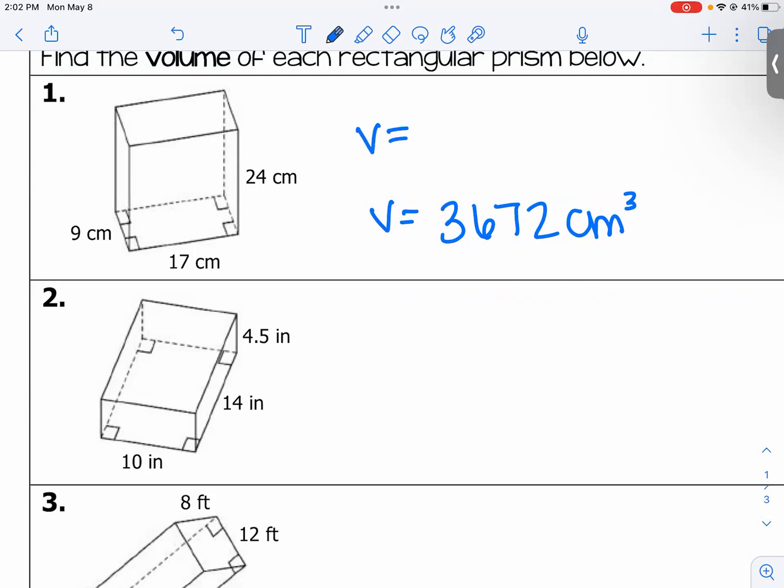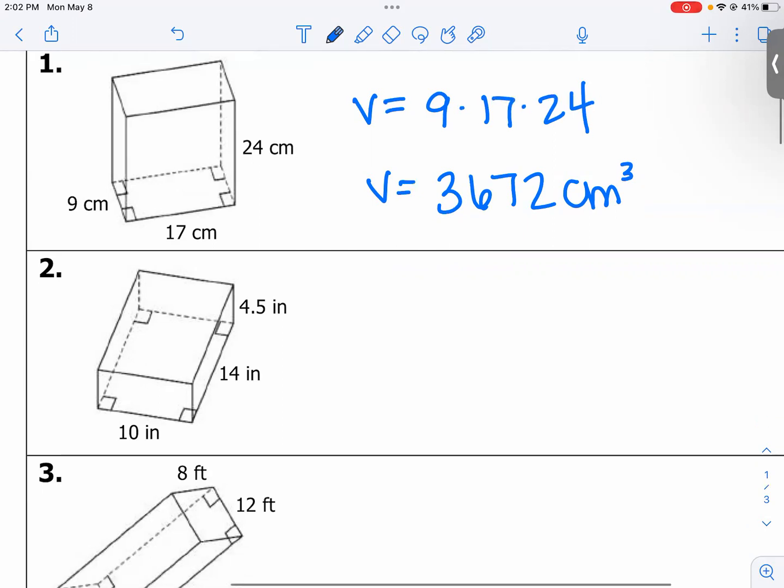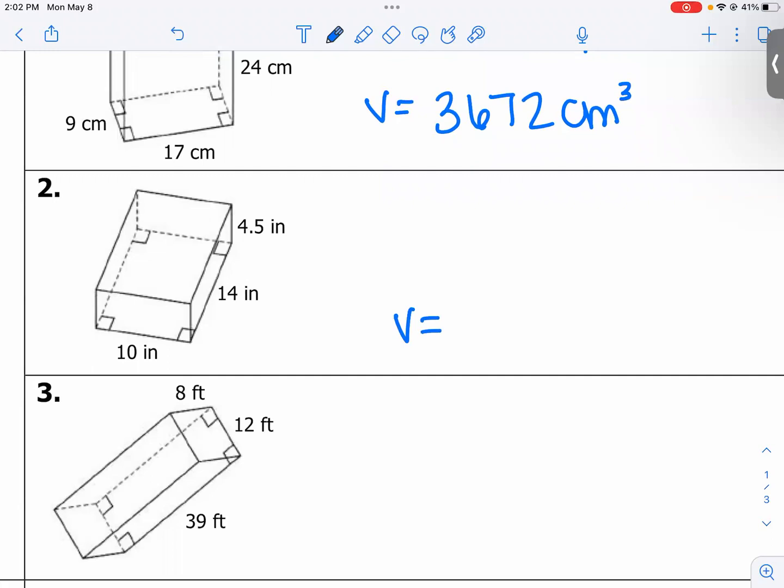Adri, how did Bryce, well, he didn't get this answer, but how should he have gotten this answer? Multiply them all. Length times width times height. Hey guys, we're now doing notes. Paxton, what's the volume for number 2? 630 inches. Good. And Paxton got that by taking 10 times 14 times 4.5.